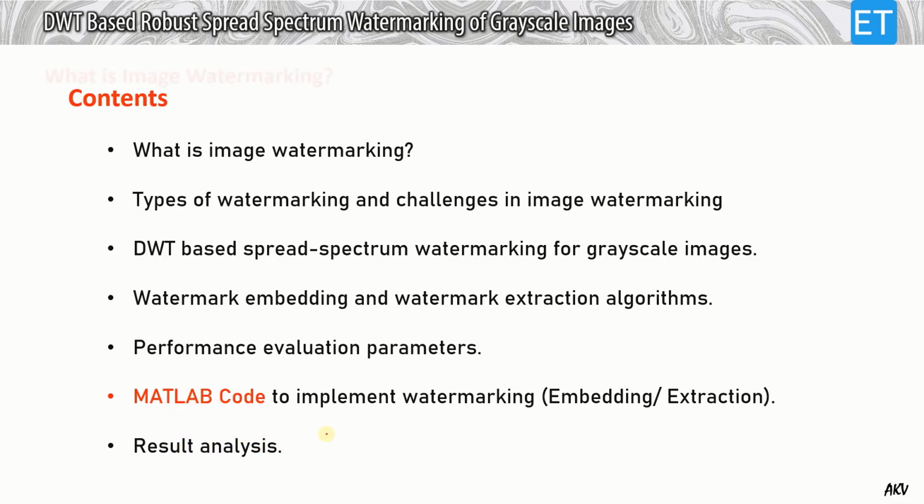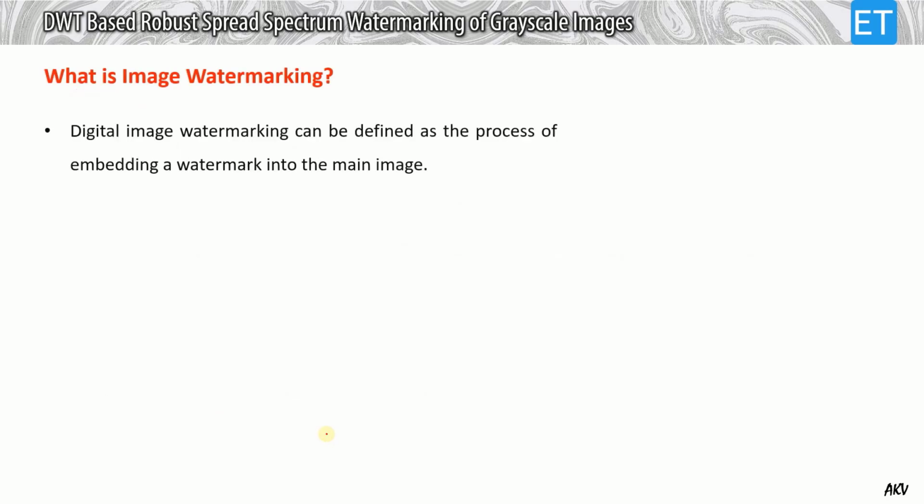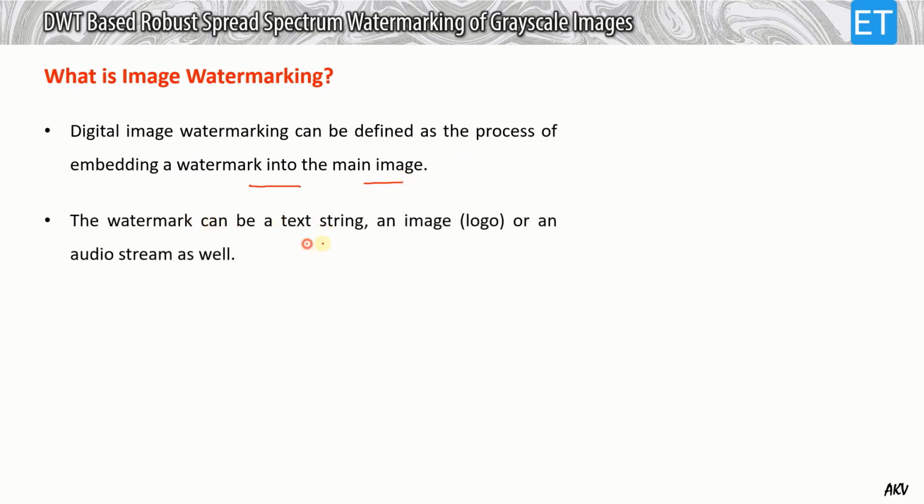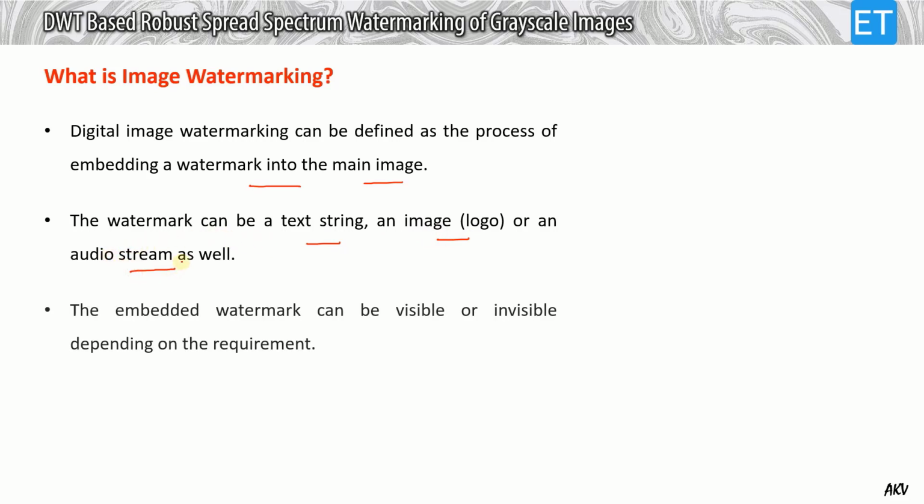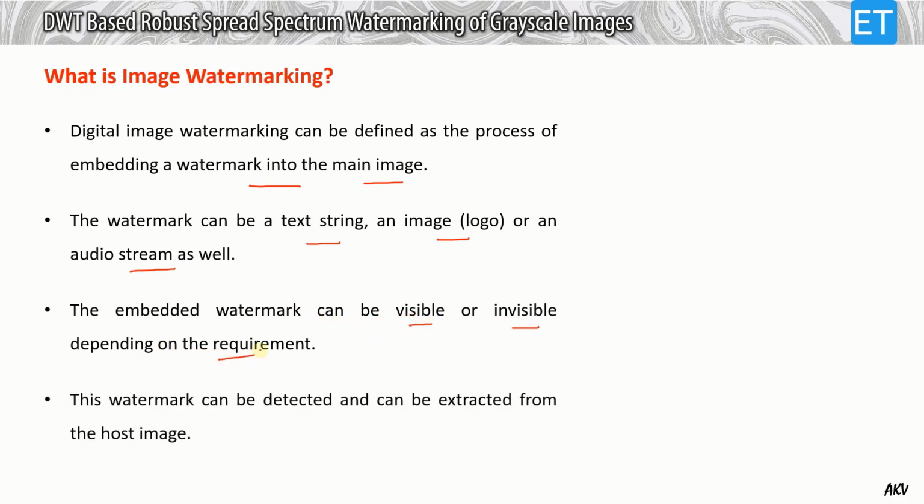So let's go ahead. So first, let's see what is image watermarking. Digital image watermarking can be defined as a process of embedding a watermark into the main image. This watermark can be a text string, it can be an image such as a logo, or it can be an audio stream also. The embedded watermark can be either visible or invisible depending on the requirement, and this watermark can be detected and it can also be extracted from the host image.